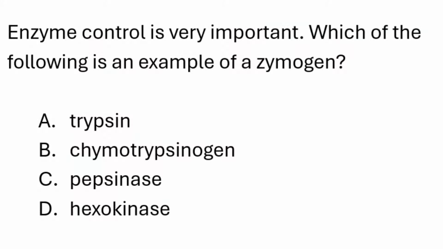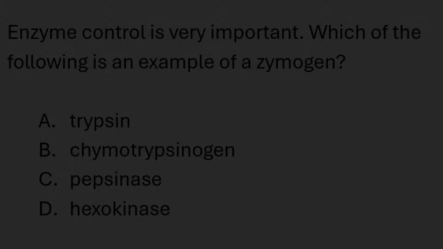How might a question related to a patient like Becky appear on the MCAT, the medical college admissions test? It might be a standalone question such as this. Enzyme control is very important. Which of the following is an example of a zymogen? A. Trypsin, B. Chymotrypsinogen, C. Pepsinase, D. Hexokinase. The answer is B.